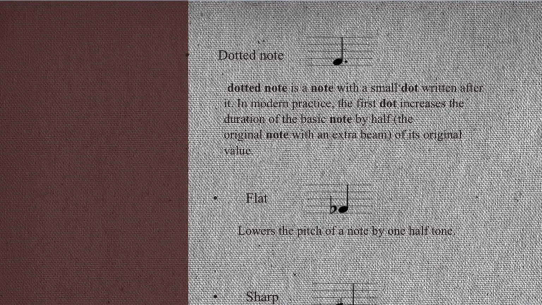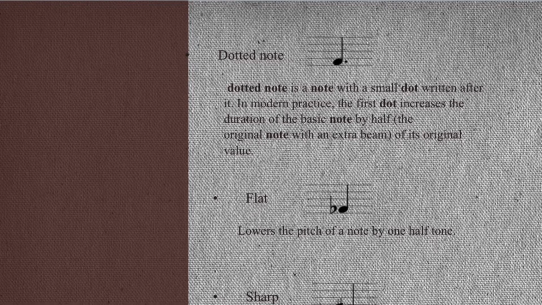Dotted note. A dotted note is a note with a small dot written after it. In modern practice, the first dot increases the duration of the basic note by half of the original note value. So on the given sample, what we have is a quarter note, and the value of a quarter note is 1. And since it has a dot right after it, the duration of the note will increase by 1/2.